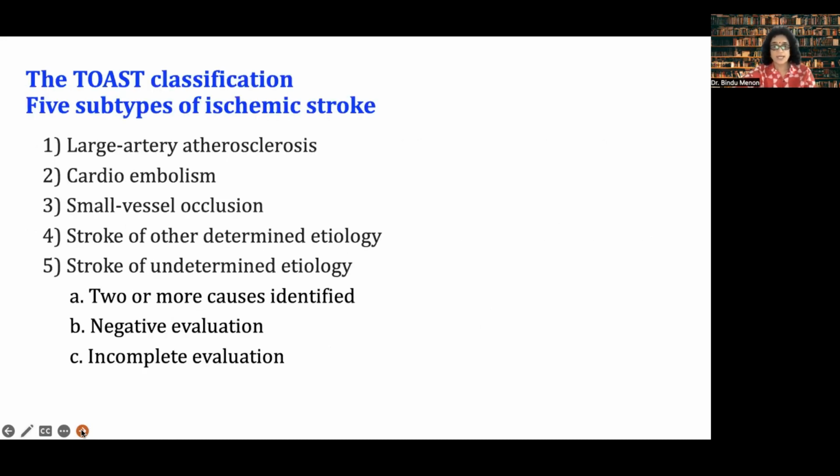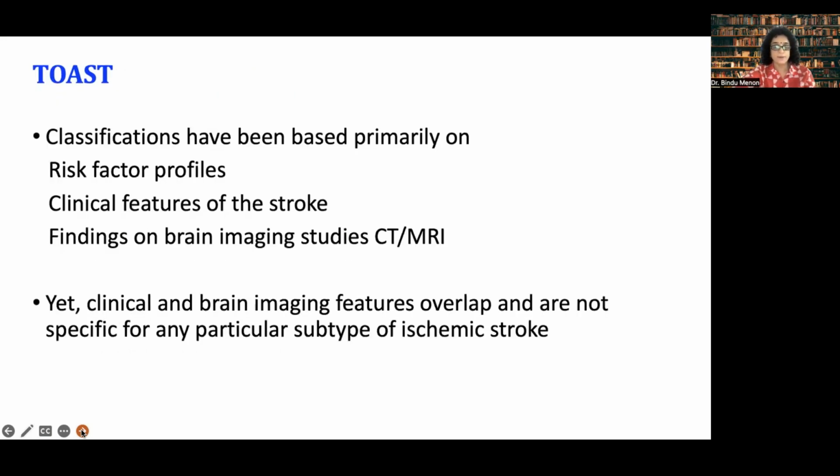Now, what is the TOAST classification? We have 5 subtypes of ischemic stroke. There's large artery atherosclerosis, cardioembolic, small vessel occlusion, stroke of other determined etiology, and stroke of undetermined etiology, which consists of 2 or more causes identified, a negative evaluation, or an incomplete evaluation, and we'll go and look into each subtype one by one.